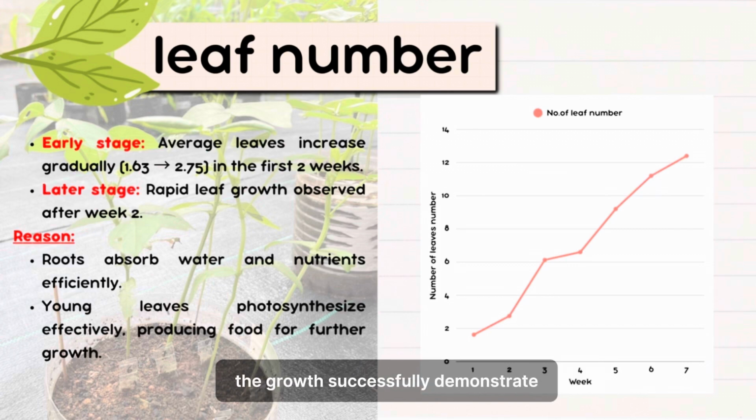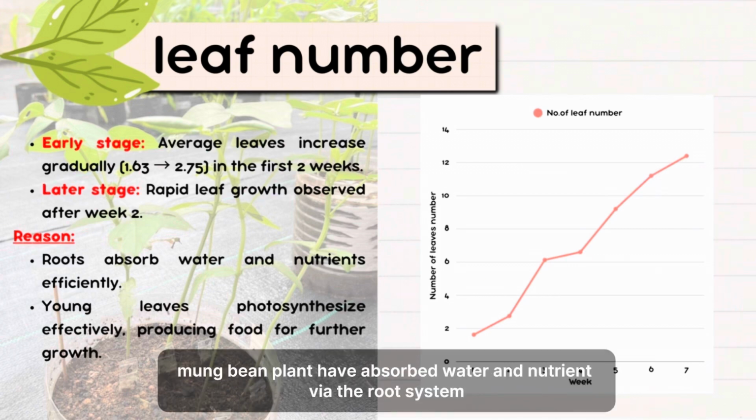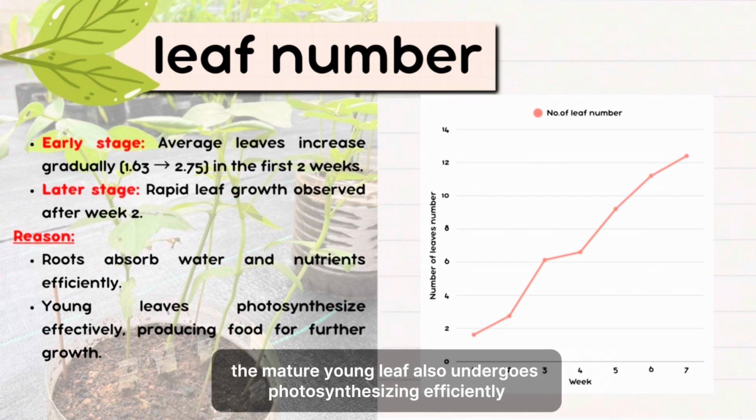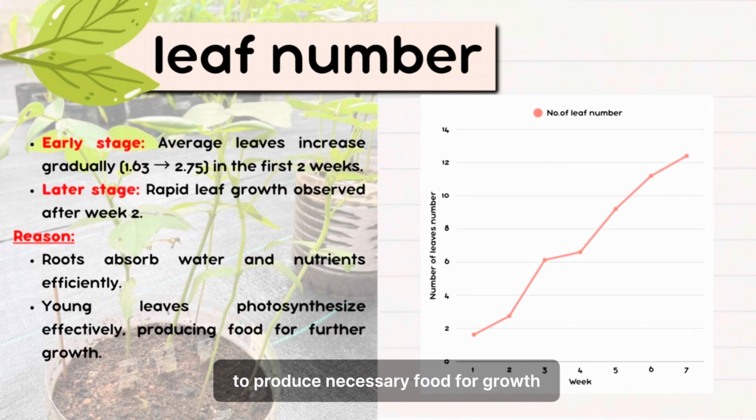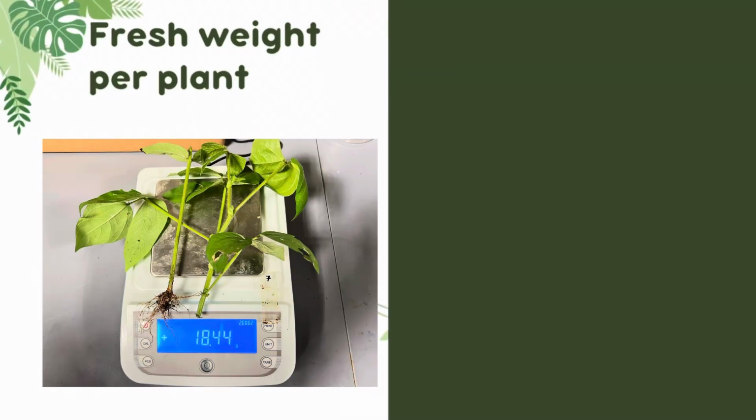The average number of leaves increased gradually from 1.63 to 2.75 for the first 2 weeks, then rapidly grew after it. The growth successfully demonstrates mung bean plants have absorbed water and nutrients via the root system. The mature young leaves also undergo photosynthesis efficiently to produce necessary food for growth.